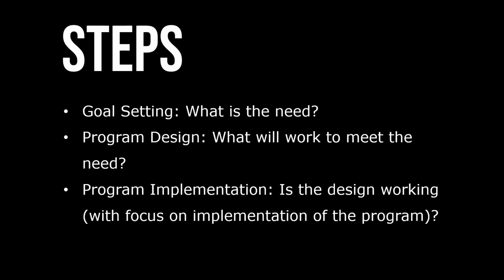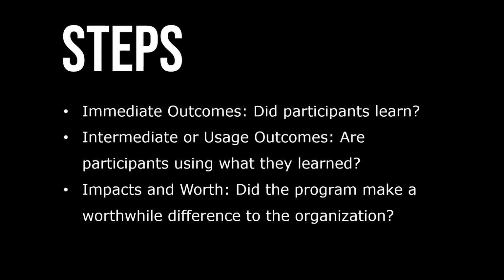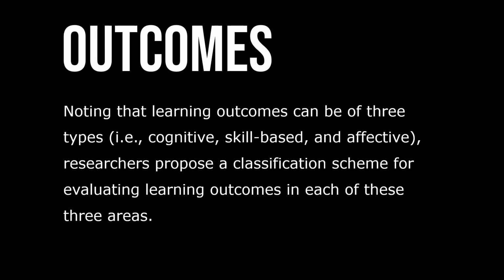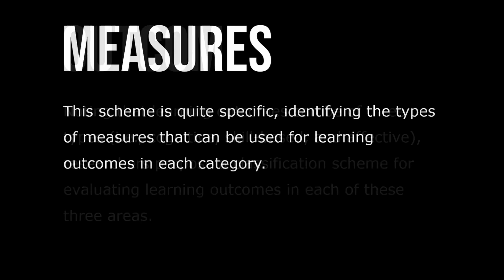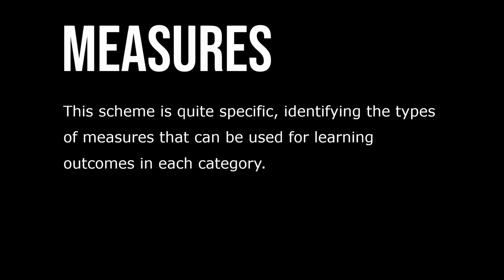The stages are 1. Goal setting, 2. Program design, and 3. Program implementation. 4. Immediate outcomes, 5. Intermediate or usage outcomes, and 6. Impacts and worth. Noting that learning outcomes can be of 3 types: cognitive, skill-based, and affective, researchers propose a classification scheme for evaluating learning outcomes in each of these 3 areas. This scheme is quite specific, identifying the types of measures that can be used for learning outcomes in each category.